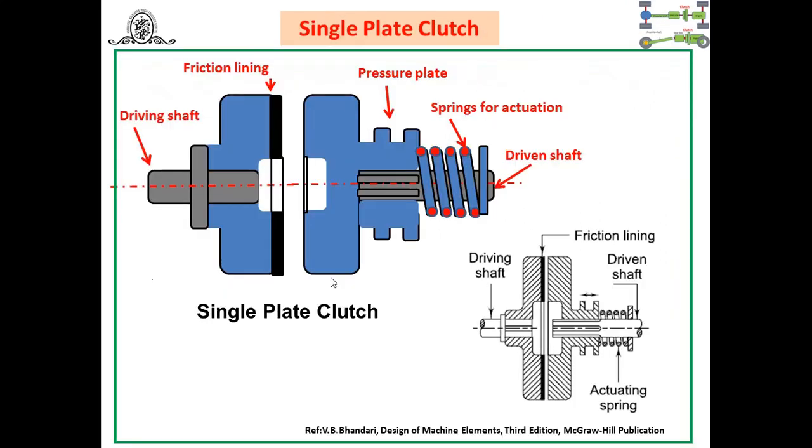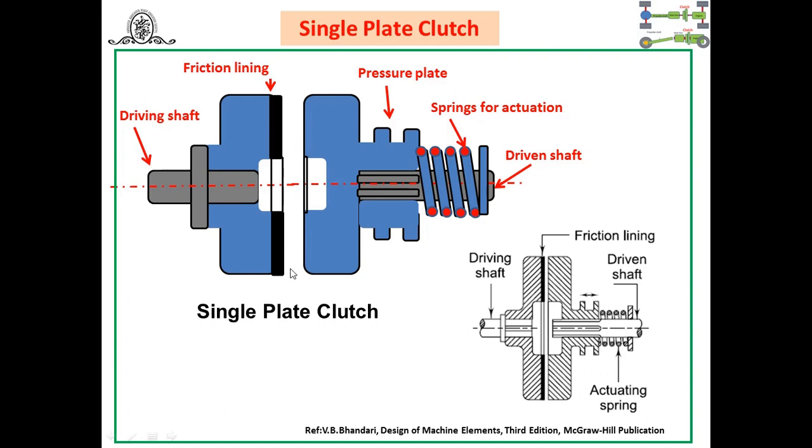Now look at this single plate clutch. Our focus today is to discuss the single plate clutch and how to derive the expression for the torque transmission capacity of a single plate clutch. Let us see, here is a driving shaft, here is a driven shaft, and we have to connect this driving and driven shaft, totally depending on the will of the operator.